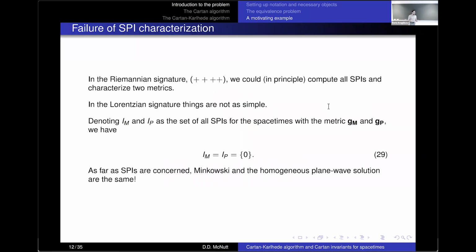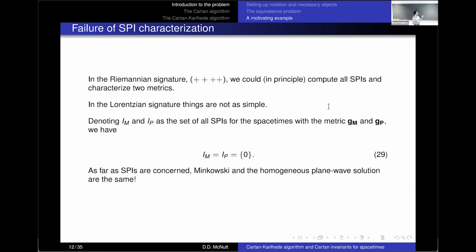Now, again, I'm going to repeat my message. In Riemannian signature, where we just have all pluses, in principle, if these were Riemannian metrics, we could actually say if they were equivalent or inequivalent using SBIs. And in the Lorentzian case, it's not so simple.